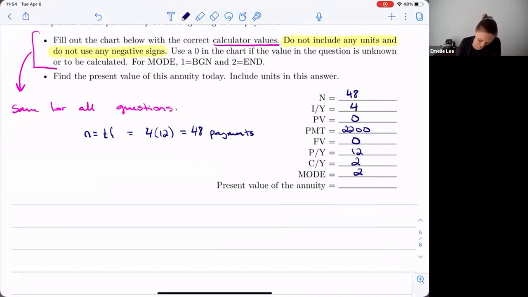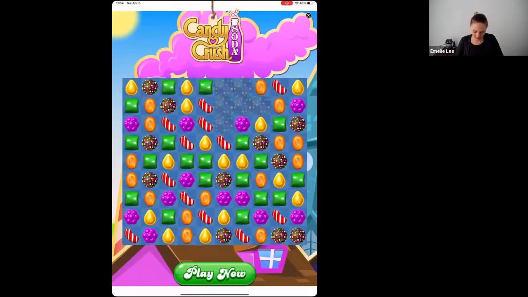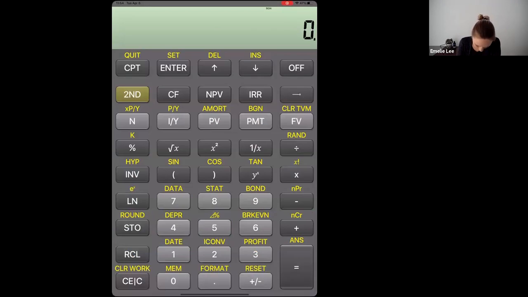Let me try to remember what they are. Okay, here we go. Oh, Candy Crush soda. Okay. All right. So if you've calculated, oh, and I should change my mode. I noticed I'm at the beginning, and these are end of the month payments. So I do have to change that first. So second, begin, second, enter. So it should say end. Notice how it disappears on the main screen there.